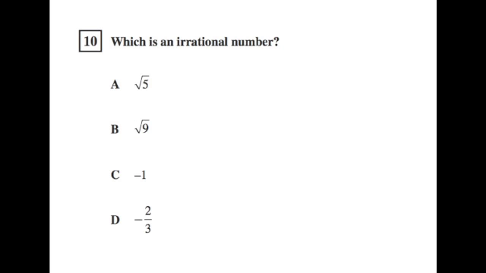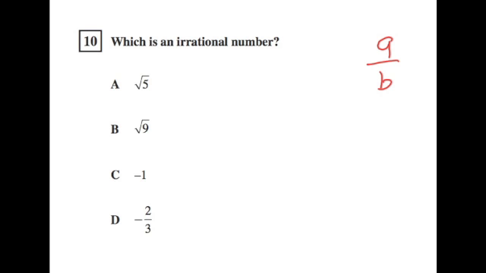All right, number 10, which is an irrational number? So remember, let's talk about what a rational number is first. A rational number is any number that can be written in A/B form. So it can be written as a fraction.